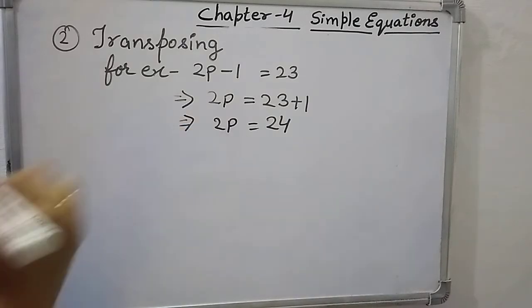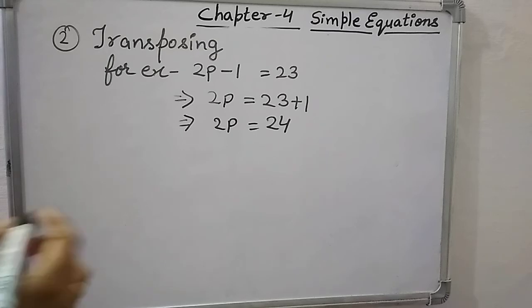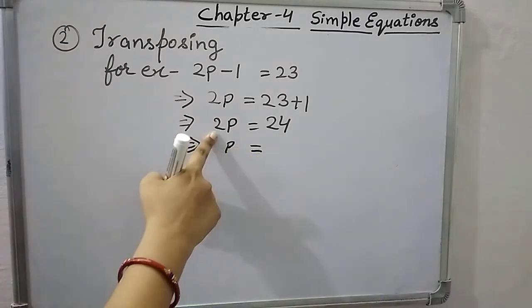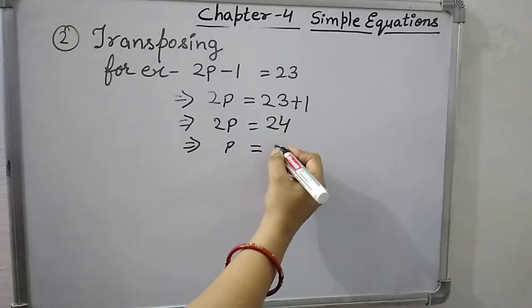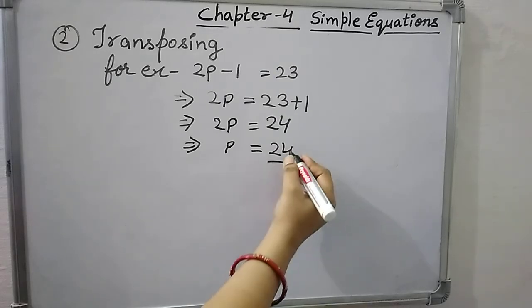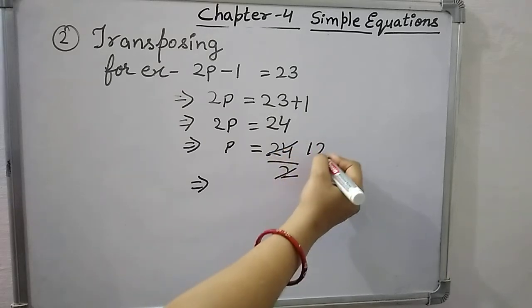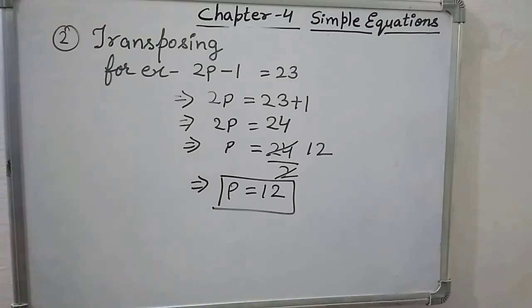Now p is with this 2 in multiplication. So this 2 is also needed to be transposed. So we'll transpose it to RHS, and as it is in multiplication, so after transposing it will go to division. So we will divide 24 by 2. On dividing, we get the quotient as 12. So p becomes equal to 12, and this p equal to 12 is solution of equation 2p minus 1 equal to 23. This is the transposing method of solving an equation.